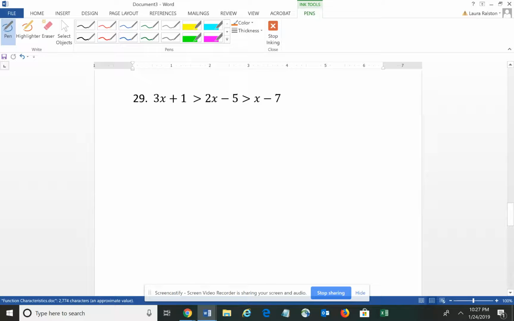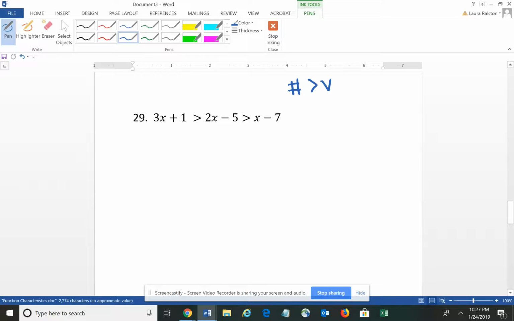Question 29, it looks a little tricky because you have 3 pieces, but you have 3x plus 1 greater than 2x minus 5 greater than x minus 7. In this particular case, what you want to do in terms of solving it is you want to have a number, the variable in the middle, and then another number. So we want to try to get all the variables into the middle, and then you'll have some numbers on the front end and the back end.